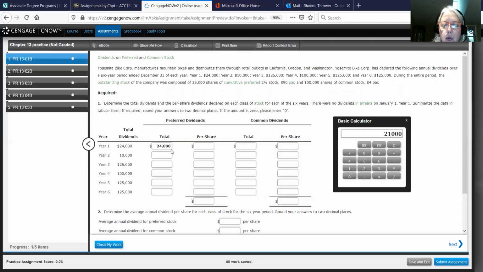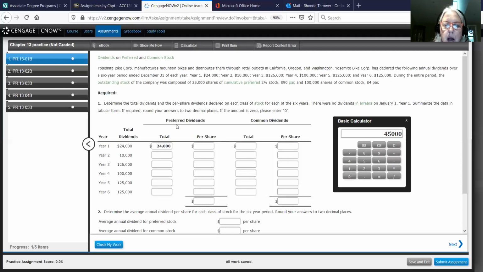So the reason we put $24,000 here is that when we calculated the total dividends that we owe to our preferred stockholders, those were the 25,000 shares that were outstanding, times 2%, times $90 par value. That gives you how much was owed to our preferred stockholders. We owed $45,000, but we only paid $24,000.